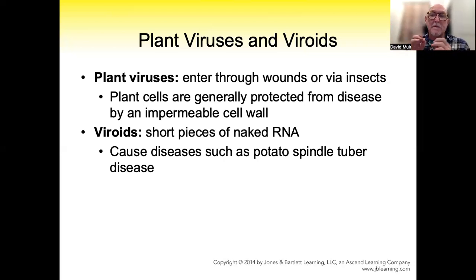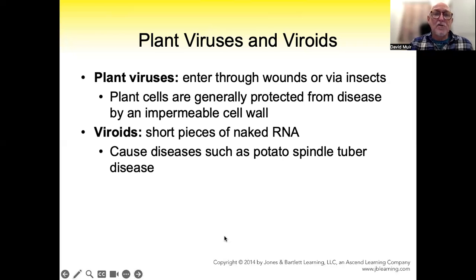But if that cell wall is breached, if the plant is wounded in any way, then viruses can get in. And for that reason, viruses are most commonly transmitted amongst plants by biting insects, by insects which feed on the plant, breach the cell wall into the cells, and of course can transmit the virus that way. The insects now are acting as a plant virus vector, and they will transmit the virus like that.